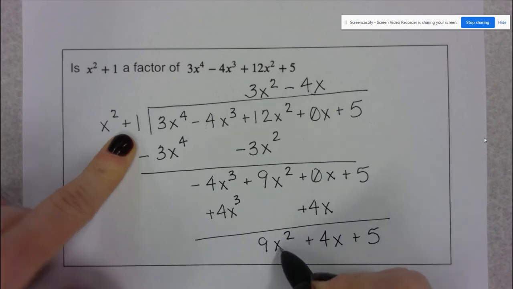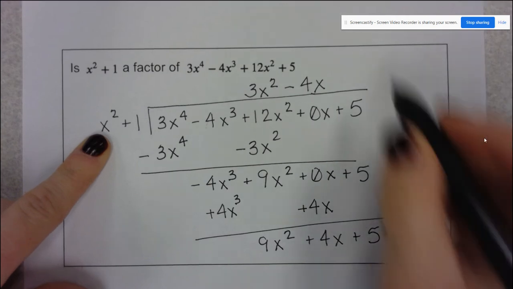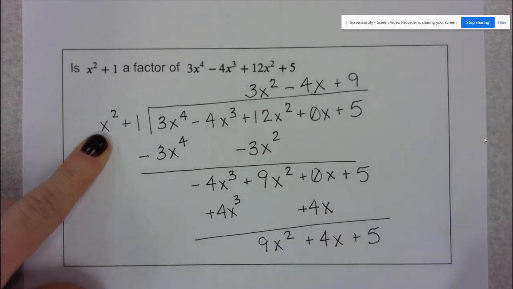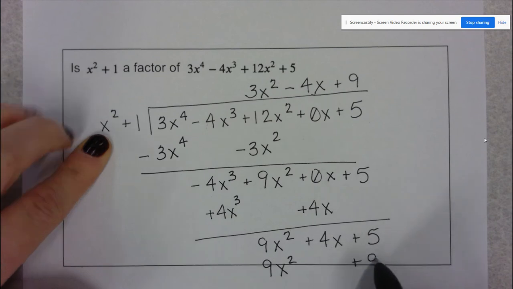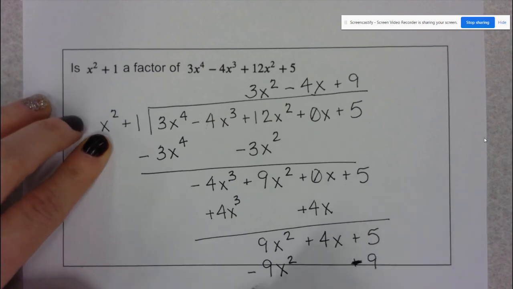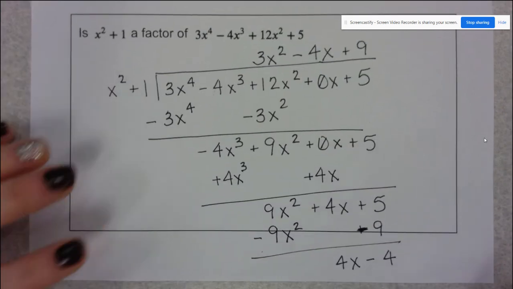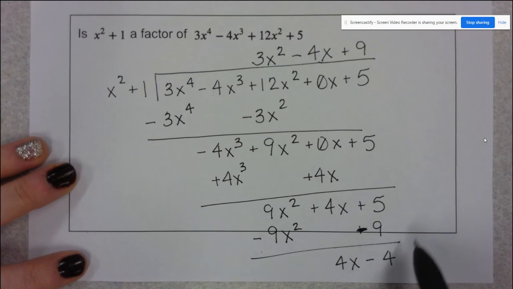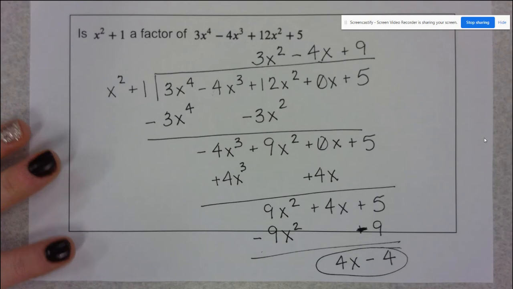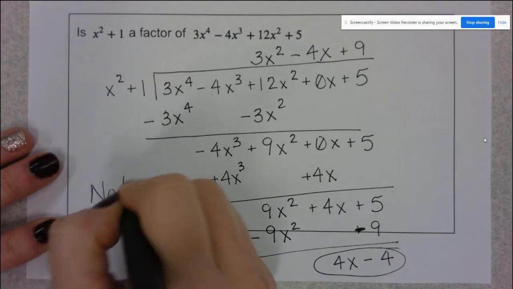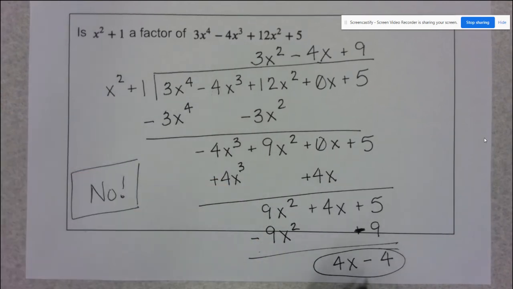And in order to get 9x squared from x squared, I'm going to do plus 9 up here at the top. Multiplying through, I have 9x squared plus 9. Subtracting both of these is going to leave me with 4x minus 4. Oops, ran out of room on the screen. So, since I have a remainder here, my answer is no, this is not a factor, because I have a remainder and my remainder is not 0.